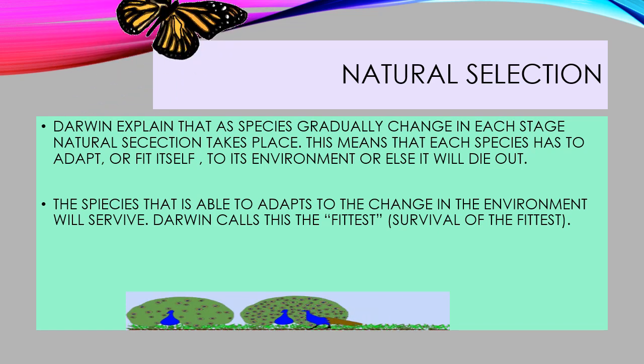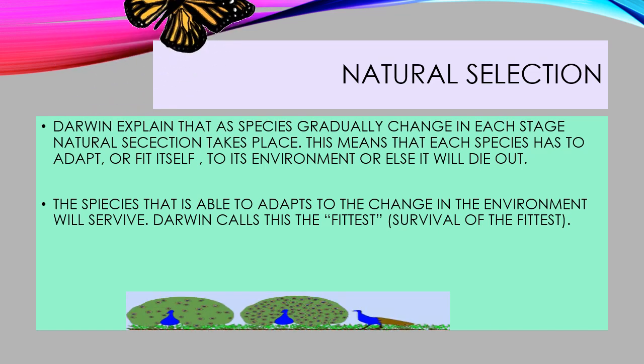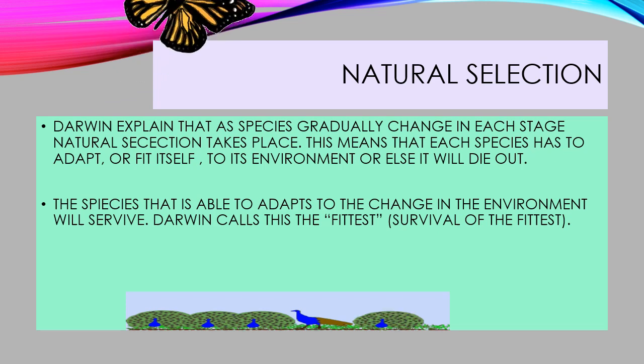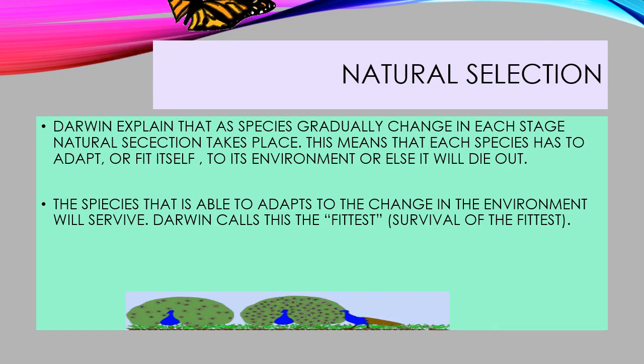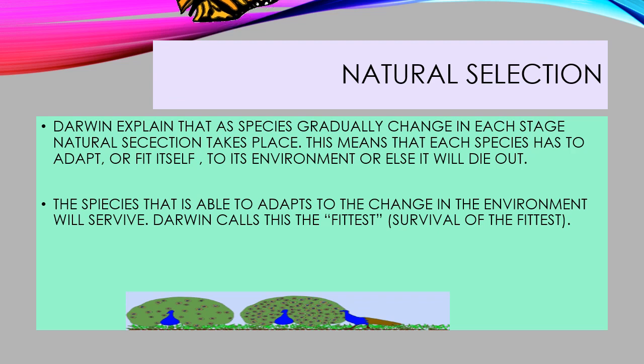The species that is able to adapt to the change in the environment will survive. Darwin calls this the fittest, or in other terms, survival of the fittest. Now, what Darwin is basically saying is that there were more species before now, and not all could handle the process of evolution. So the species that were able to change with the environment were the ones that survived.